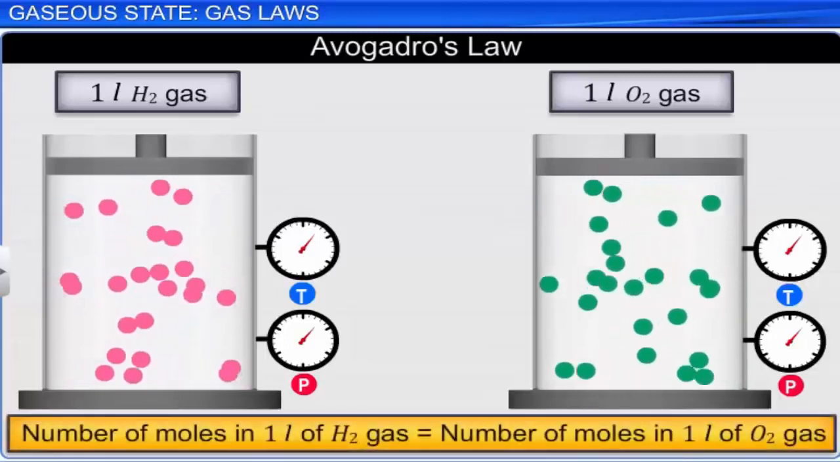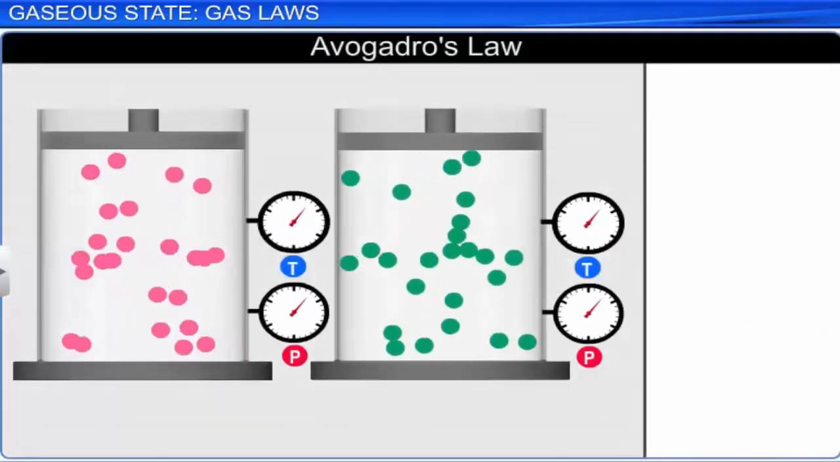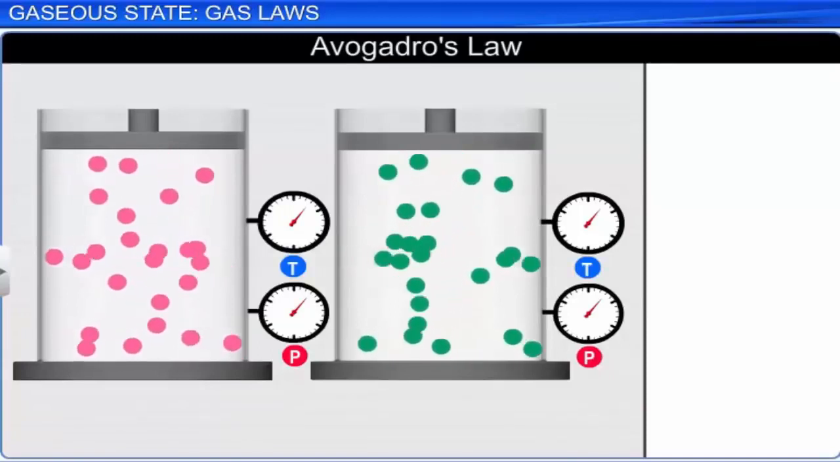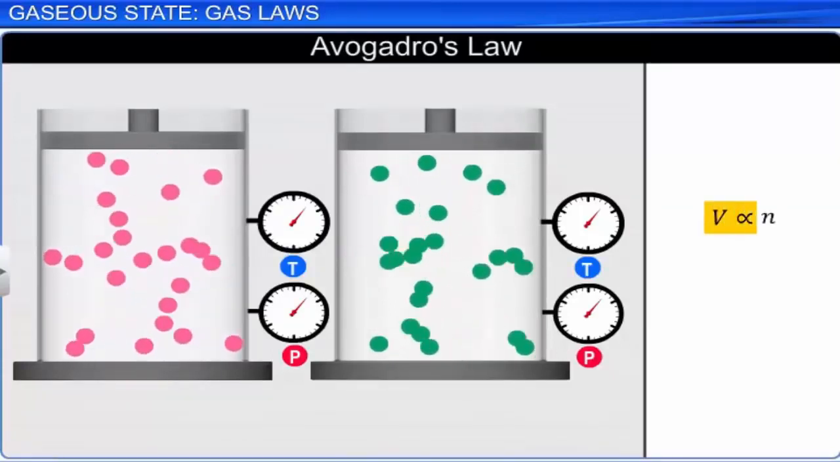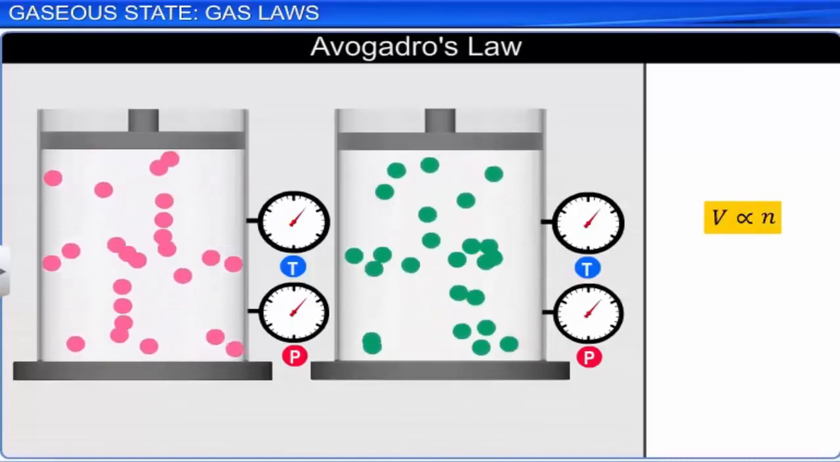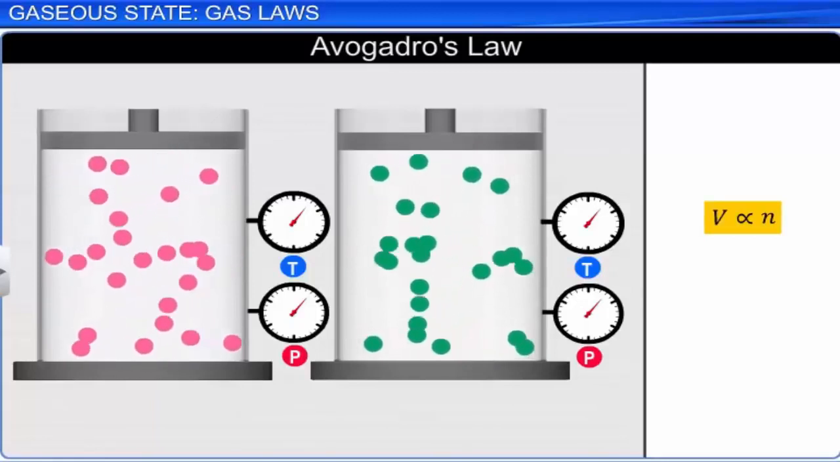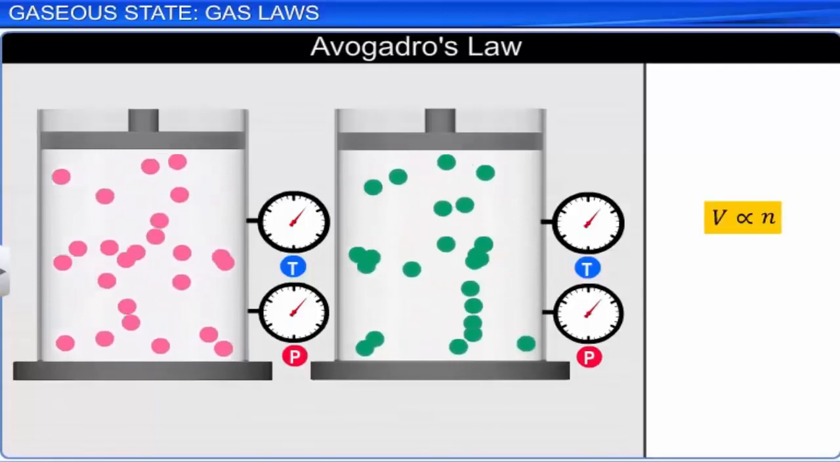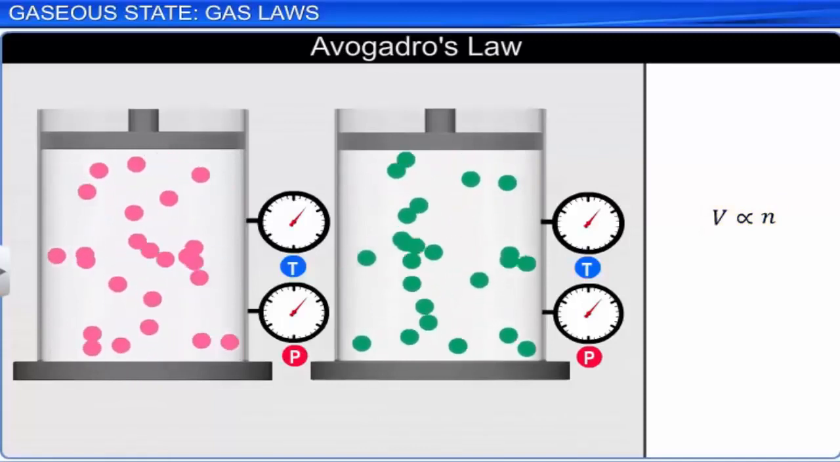Mathematically, Avogadro's law can be written as V is directly proportional to n, where V is the volume of the gas and n is the amount of gas or number of moles of the gas. Replacing the proportionality sign by proportionality constant k, we get V is equal to nk.